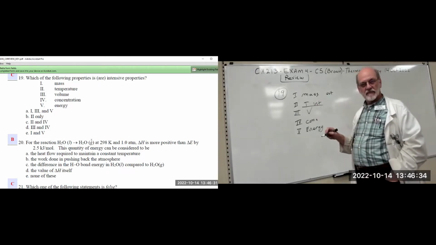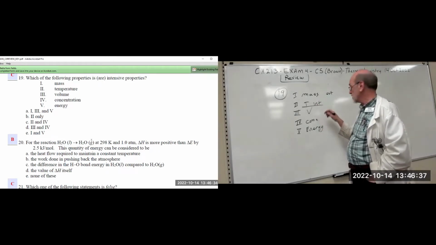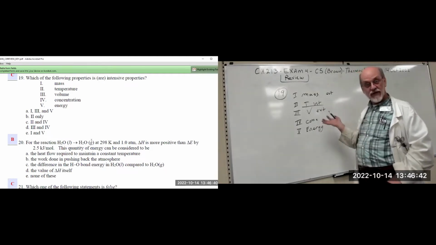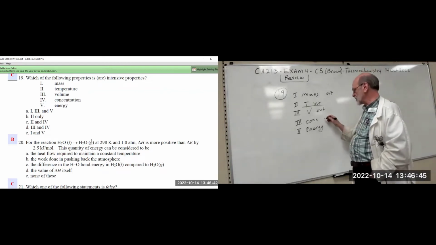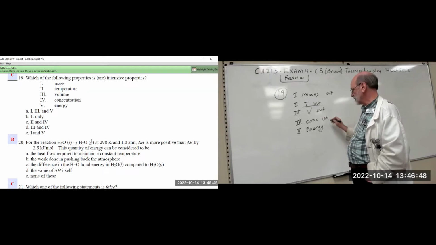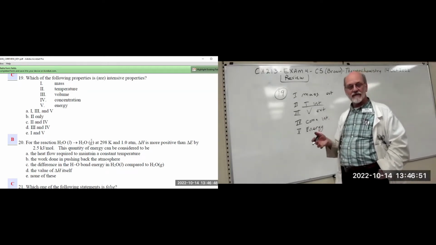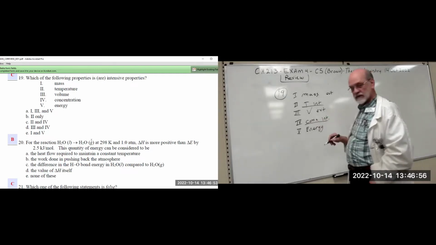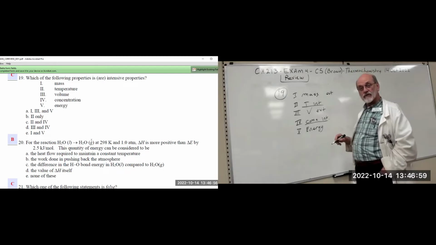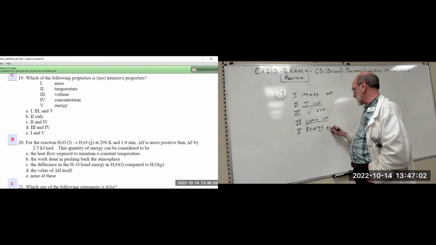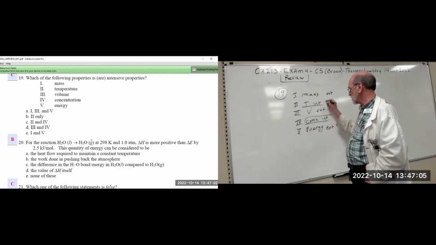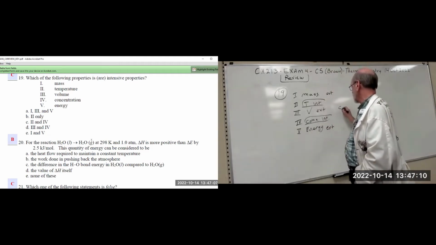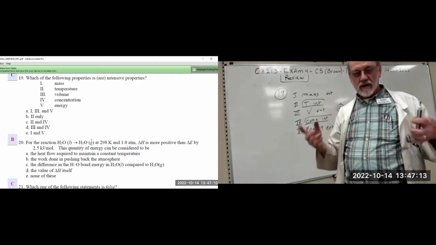How about volume? Volume is an extensive property because the more volume you have, the more you have of that property. Concentration, that's an intensive property. It doesn't matter how much of the solution you have, it's still the same concentration. How about energy? Energy varies with amount, so it's an extensive property. So there are really only 2, 2 and 4. So that's why the answer is C. 2 and 4 are intensive properties.